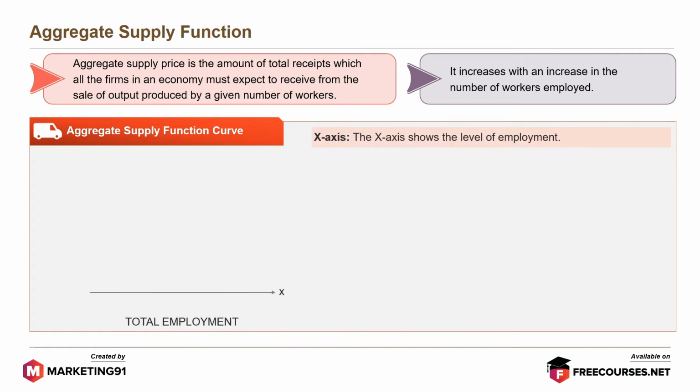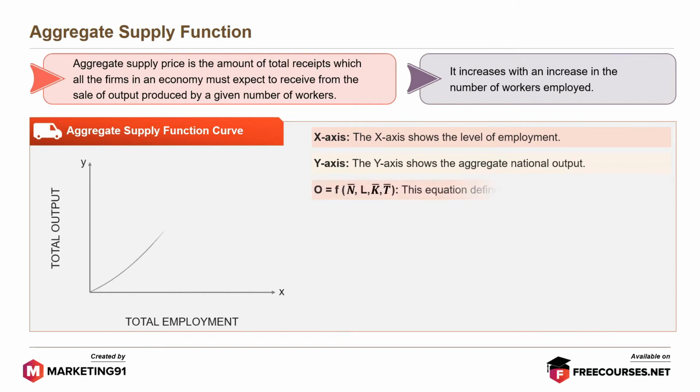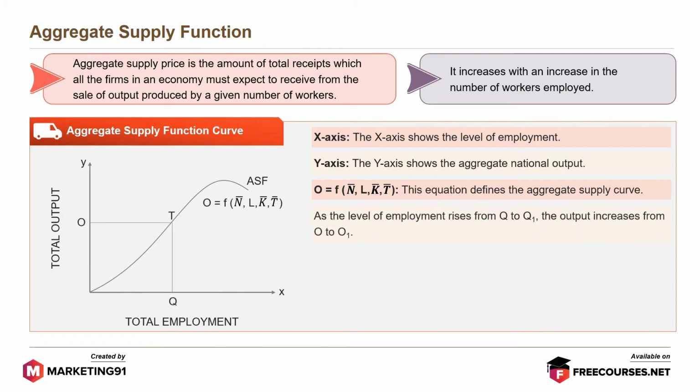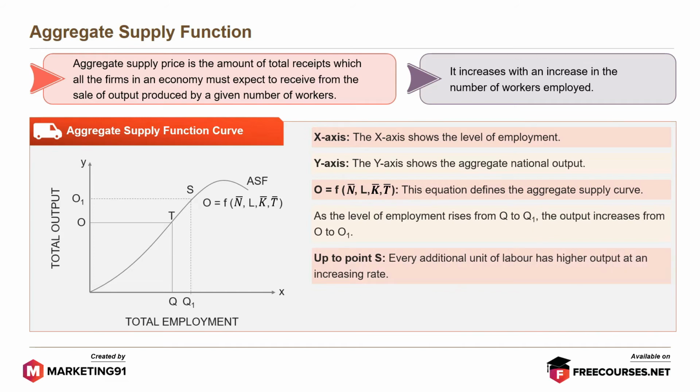X-axis shows the level of employment and Y-axis shows the aggregate national output. O equals F(N bar, L, K bar and T bar). This equation defines the aggregate supply curve. As the level of employment rises from Q to Q1, the output increases from O to O1. Up to point S, every additional unit of labor has higher output at an increasing rate. Beyond point S, every additional unit of labor results in a less than proportionate increase in output.